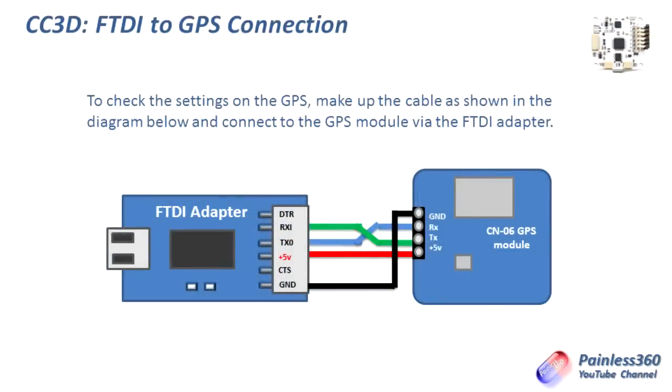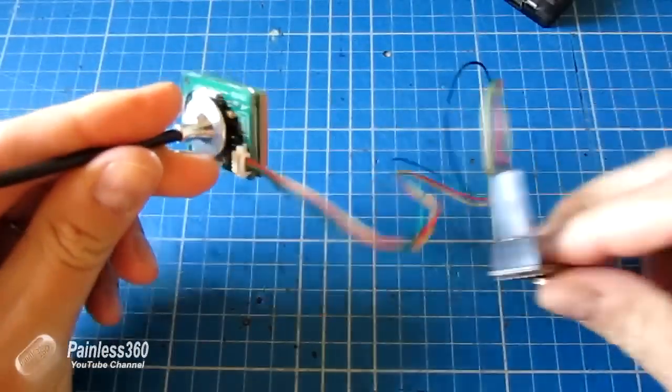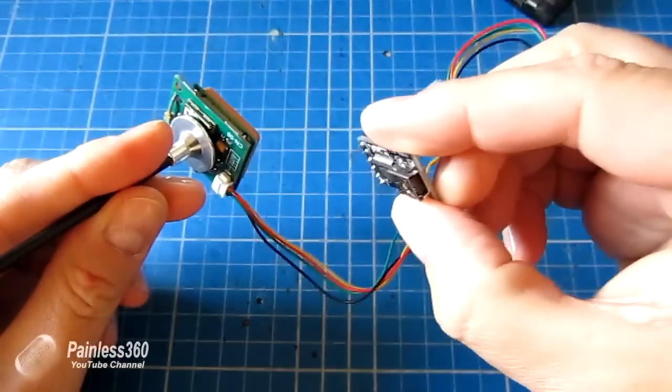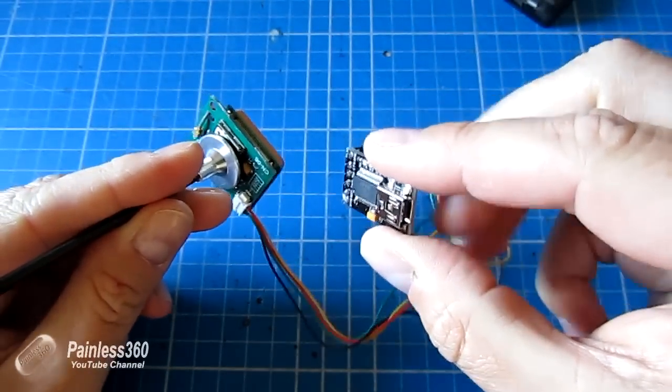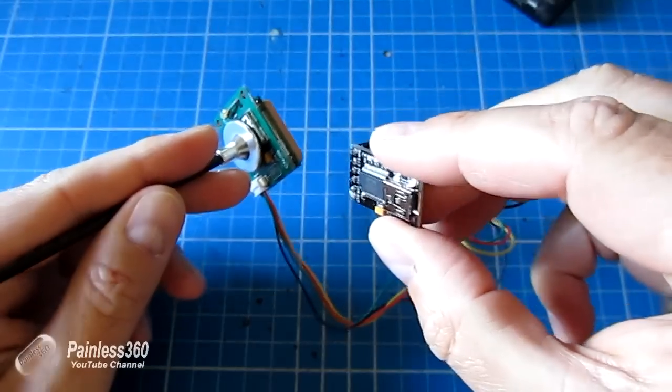So here is the wiring diagram. The plus 5 volts goes to the plus 5 volts on the GPS, ground goes to ground, the transmit pin on the FTDI goes to the receive pin on the GPS and vice versa. Once we have that plugged in, then we're ready to plug it into the computer. So here's mine all connected. So now I'm going to plug this into the computer and we'll download a little bit of software and have a look at what the GPS is doing and configure it up.